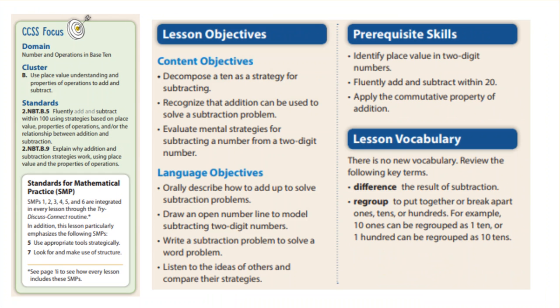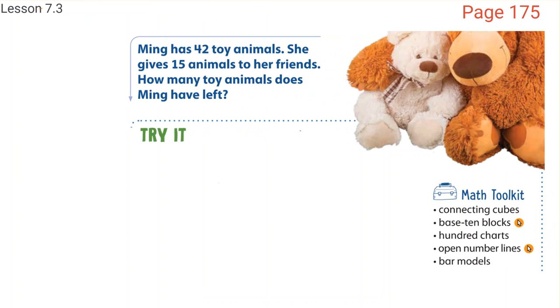The content objectives for this lesson are to decompose a 10 as a strategy for subtracting, recognize that addition can be used to solve a subtraction problem, and evaluate mental strategies for subtracting a number from a two-digit number. All right, so here we go. I want you to pause the video here in a moment, and we're on page 175. Get out a piece of paper, and I want you to try this. But first, let's take a look at the problem.